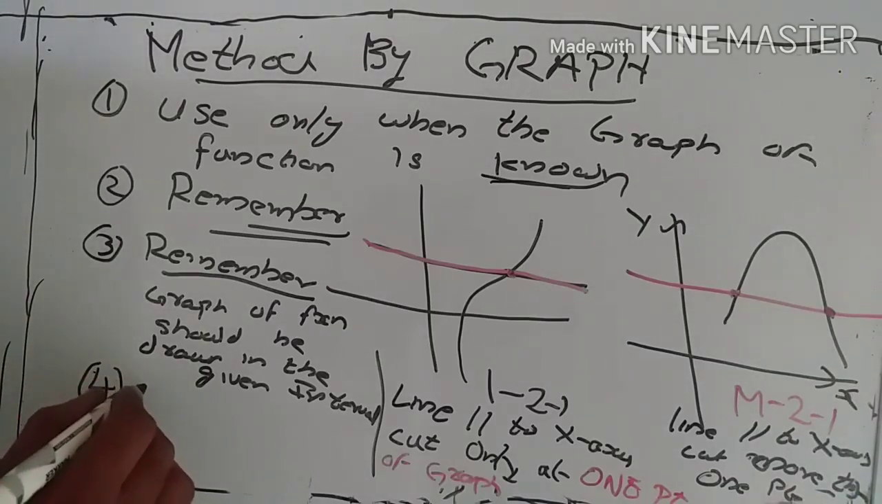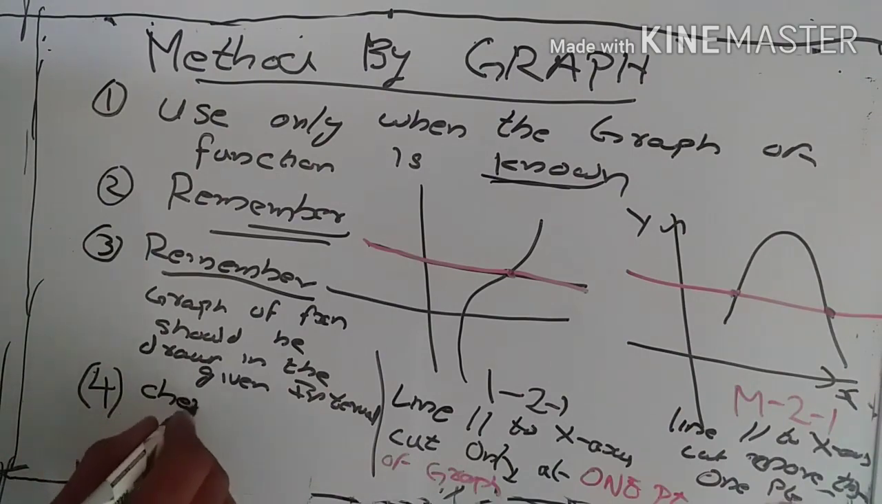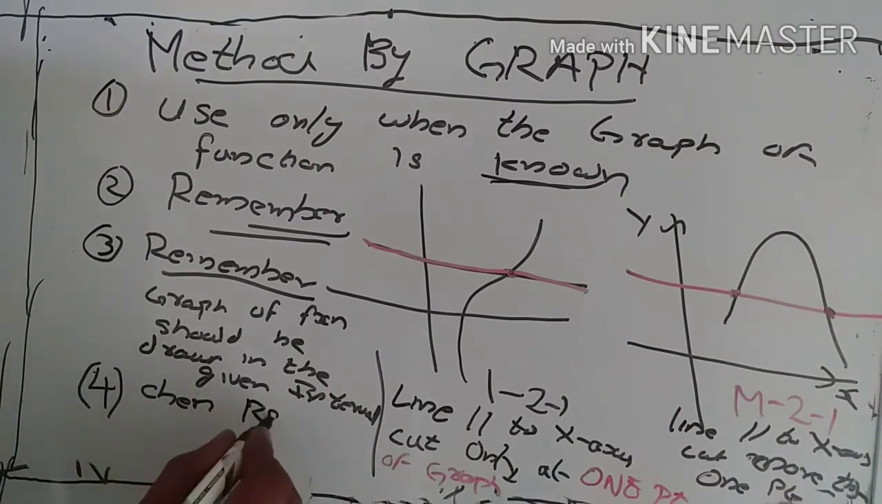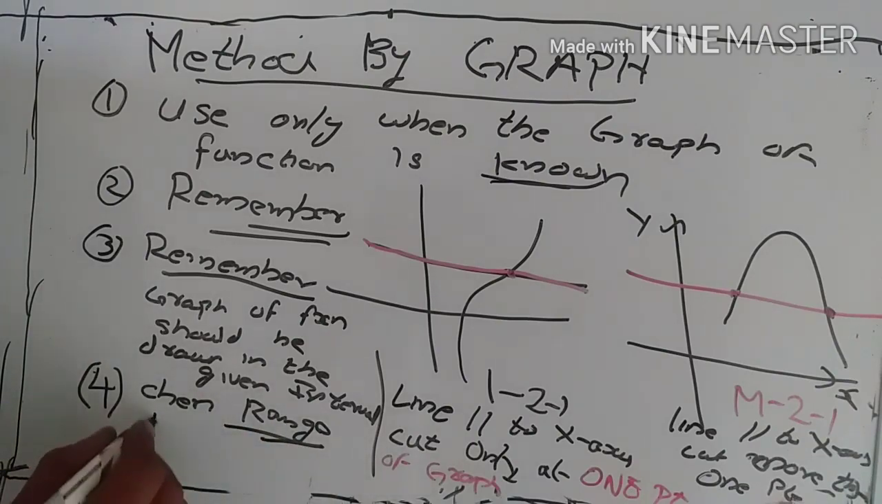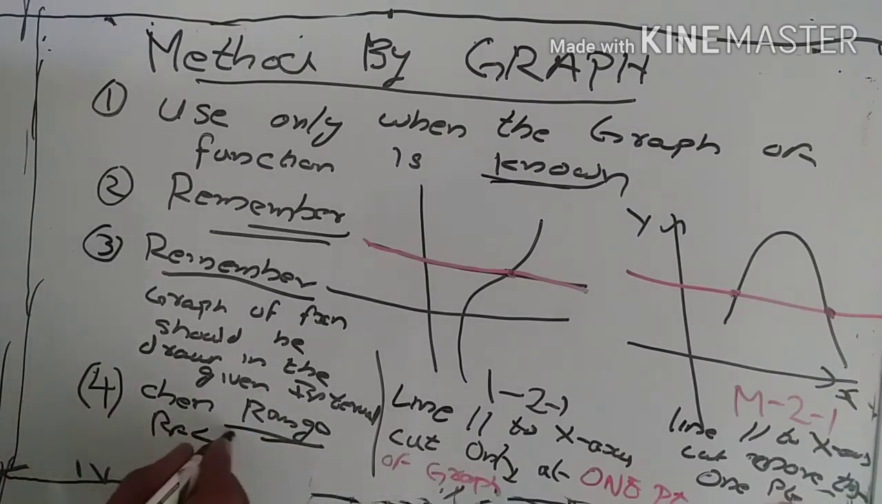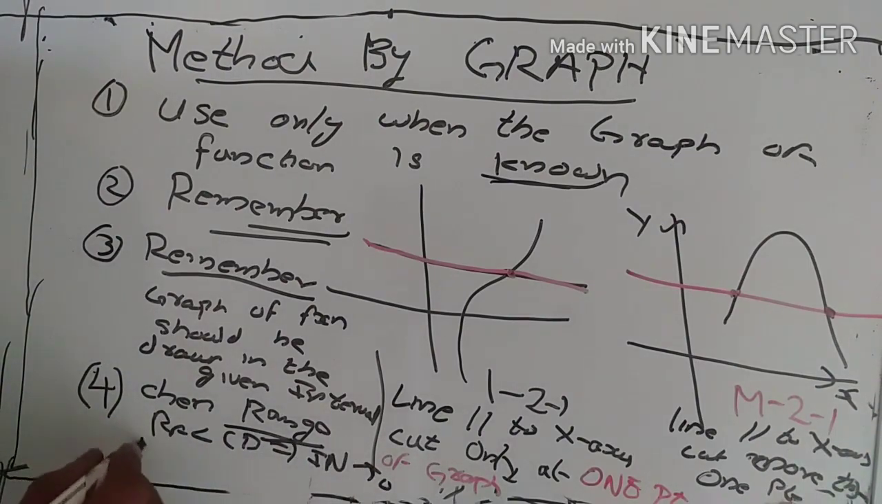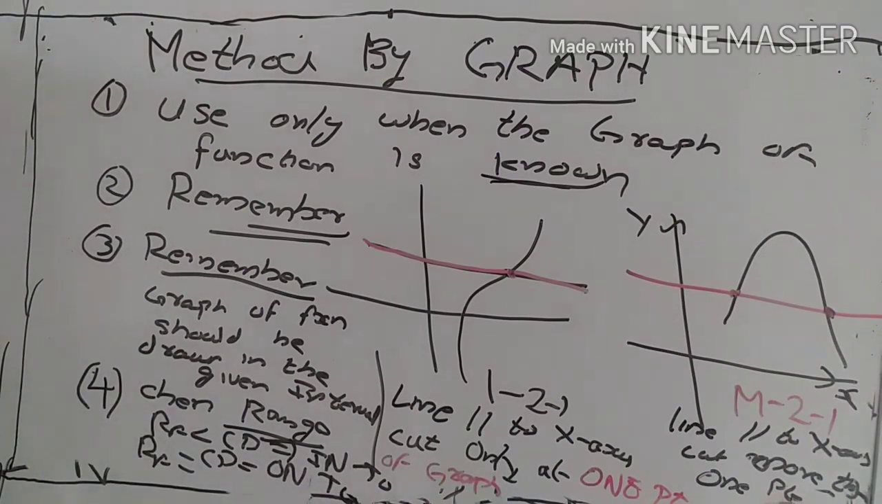Then the fourth step is to check the range of the function. If range is less than codomain, it implies the function is into. If range is equal to codomain, the function becomes onto. These are the 4 steps that you have to use to find the kind of the function using the graphical method.